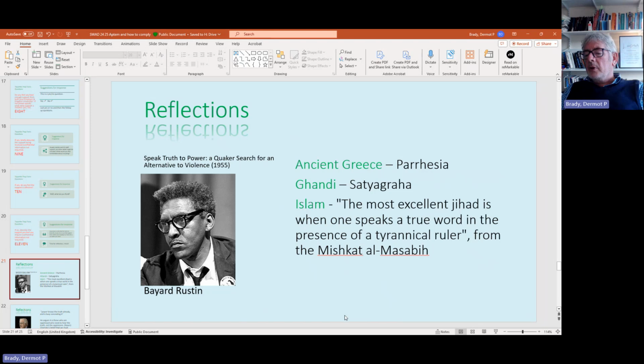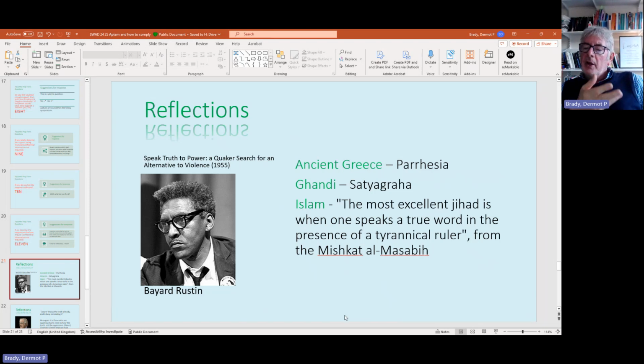There are other times and places over the centuries where this has been practiced. In ancient Greece there's a word for speaking truth to power, which is parrhesia. Gandhi, again a significant proponent of non-violent resistance, called this satyagraha, and he meant a bit more than just speaking truth, which no doubt Bayard also meant, but acting in a way that was in congruence with that notion.